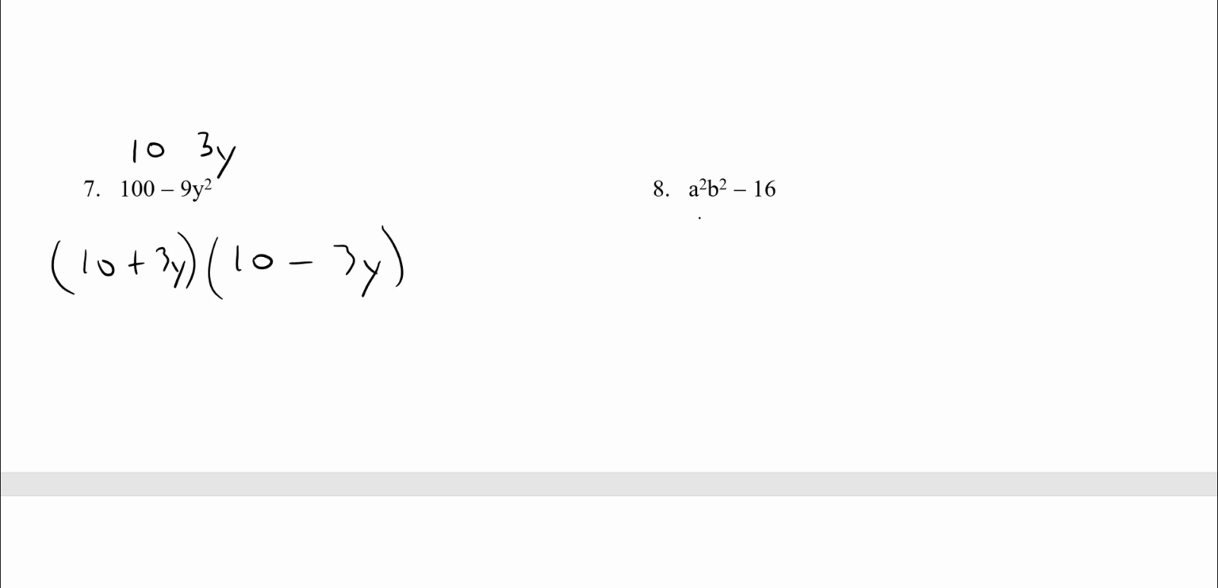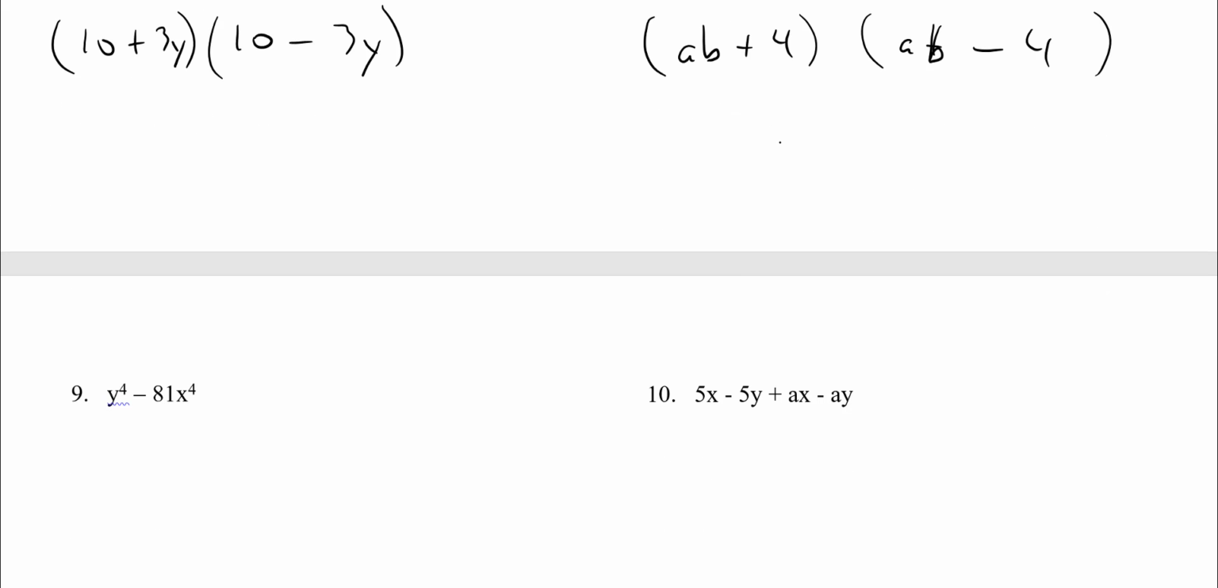Okay, same thing. This is a perfect square, a squared, so I'm going to write a and b. The square root of 16 is 4. So you're going to have ab plus 4, and ab minus 4. That's your answer.